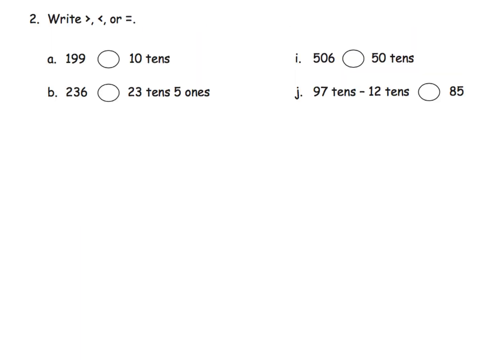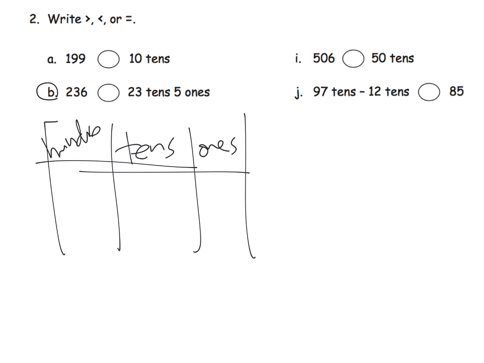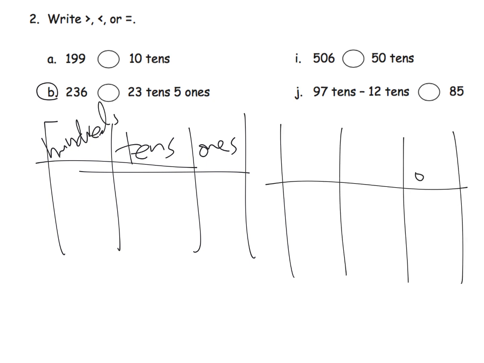Now they just want us to do a bunch of practice doing that same thing. So let's take a look at question B. We're going to do a place value chart. There's my place value chart: ones, tens, and hundreds. I like to label. And then we'll do another ones, tens, and hundreds.